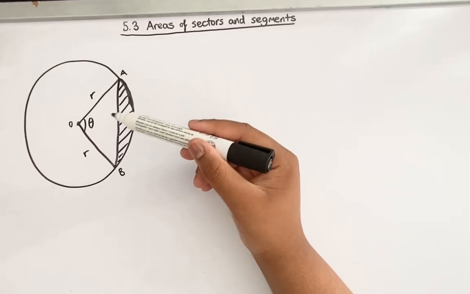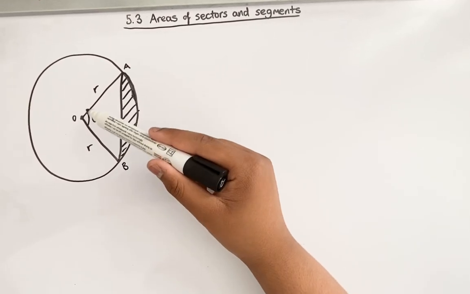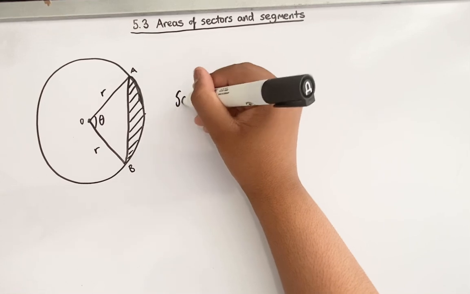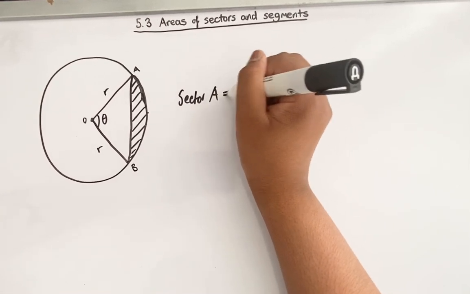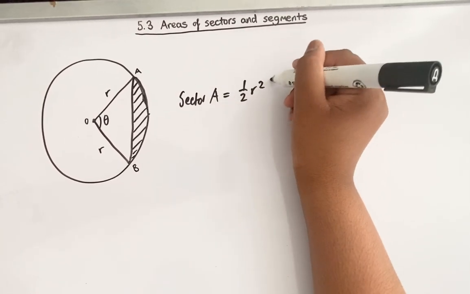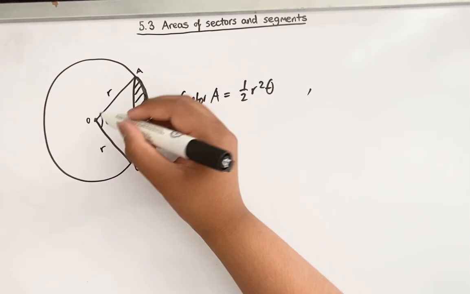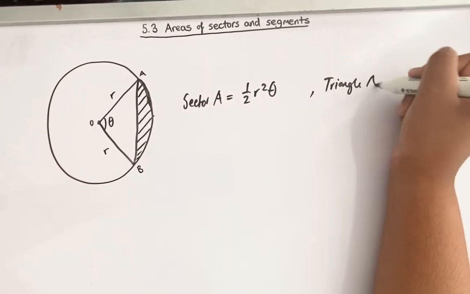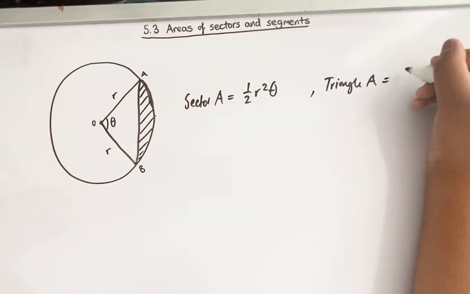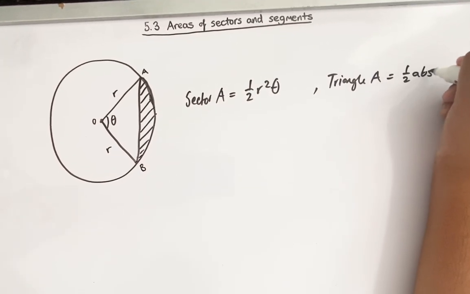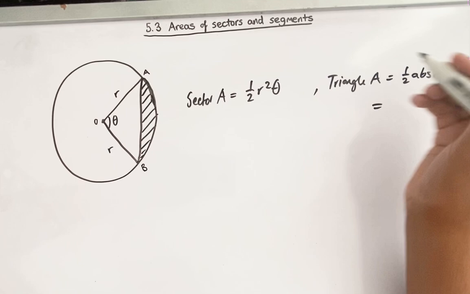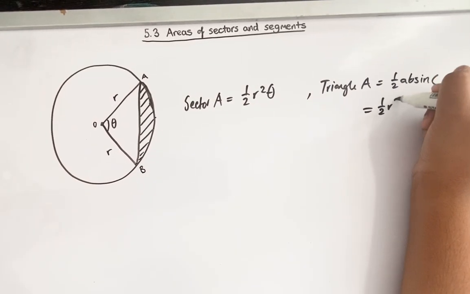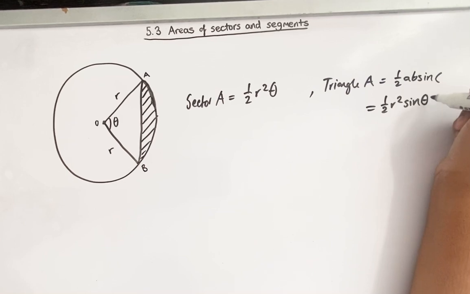If we again take a circle with a sector created from an angle theta, we can see that this area of the sector is half r squared theta. The triangle OAB has an area of half ab sine C, as we know, and r is a and b, so it's going to be a half r squared sine theta.